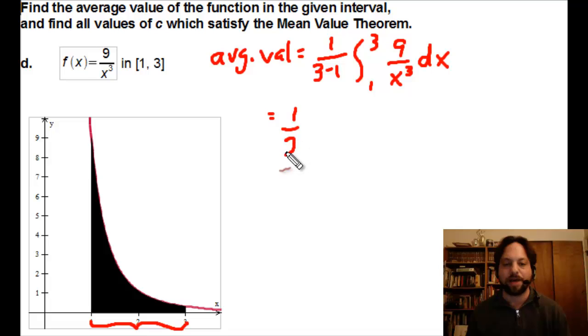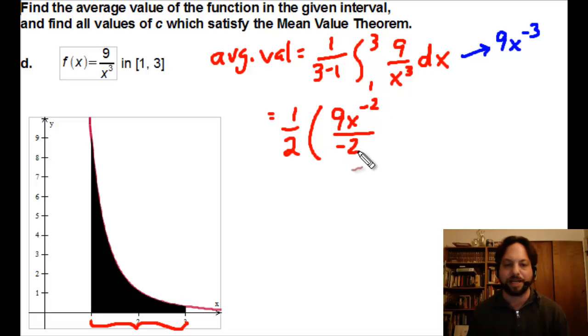We'll end up with 1/2, and if I want to integrate this, I don't want to integrate 9 over x cubed, but if I think of it as 9x to the negative third power, maybe that will be a little bit nicer to deal with. Let's see, if I do that, that would give me 9x to the negative second power divided by negative 2. And we're going to evaluate that from 1 to 3.